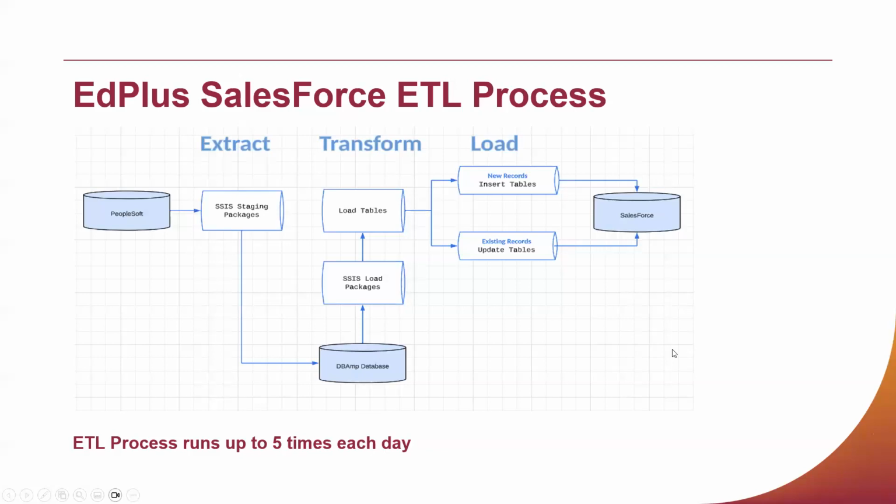Once we have the data in our local database, those staging tables I mentioned, we have some SSIS load packages that apply the business rules and push the data into what we call load tables. And then from the load tables, the data gets pushed into either an insert table or an update table. An insert is when we're inserting a new record, and an update is updating an existing record. And we push this data into our destination, which is Salesforce, right?